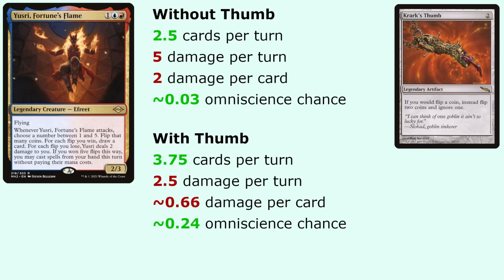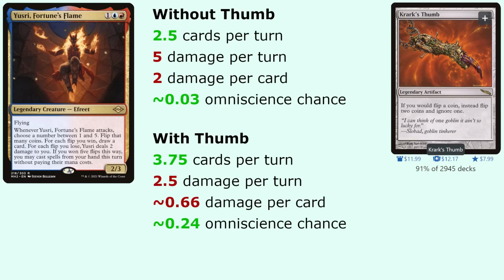The fact that a full 91% of players are running Krark's Thumb demonstrates the universality of this sort of "good cards are a gift" mentality, even in a casual format. It's also at this point that I want to turn things back around to the question of tutors.